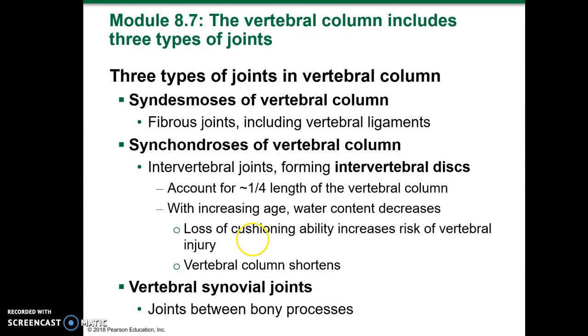Okay, the vertebral column includes three types of joints. Syndesmosis of the vertebral column, like the fibrous joints, including the vertebral ligaments. Then you have synchondroses of the vertebral column, the intervertebral joints forming the intervertebral discs. These account for a quarter of the length of the vertebral column. As you age, the water content decreases. You have loss of cushioning ability, which increases your risk of vertebral injury. And your vertebral column shortens, so you actually get shorter as you get older. You also have vertebral synovial joints, the joints between the bony processes.